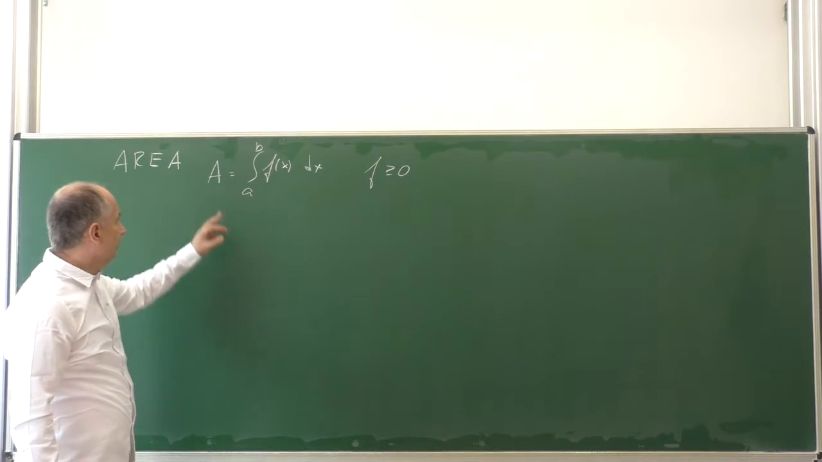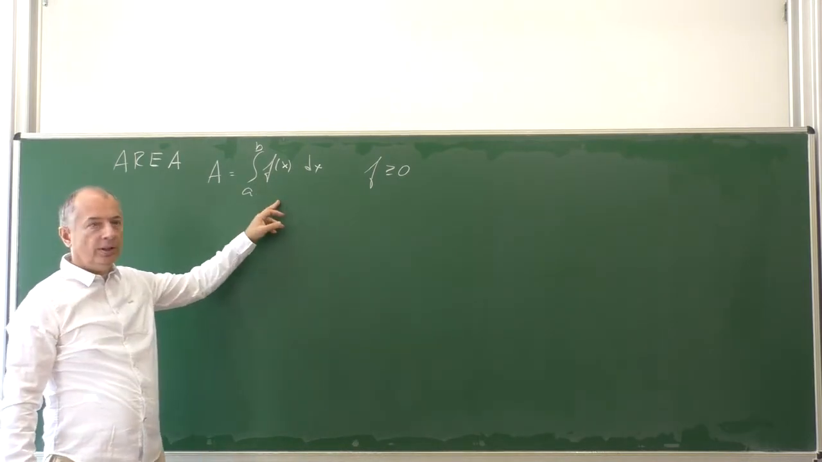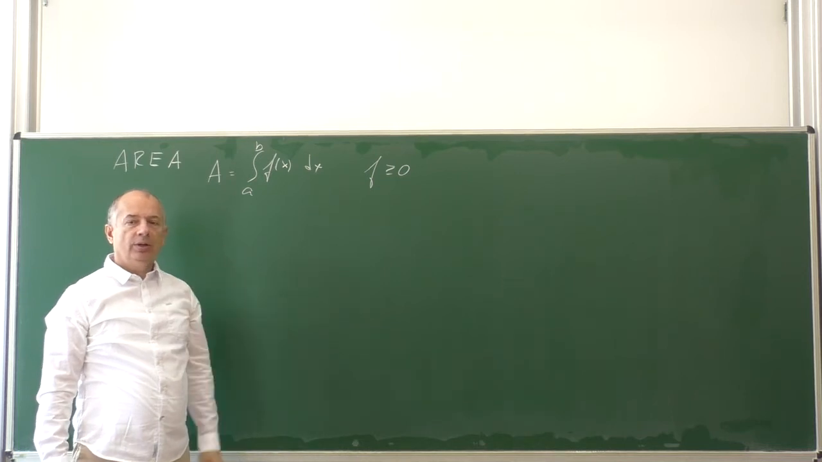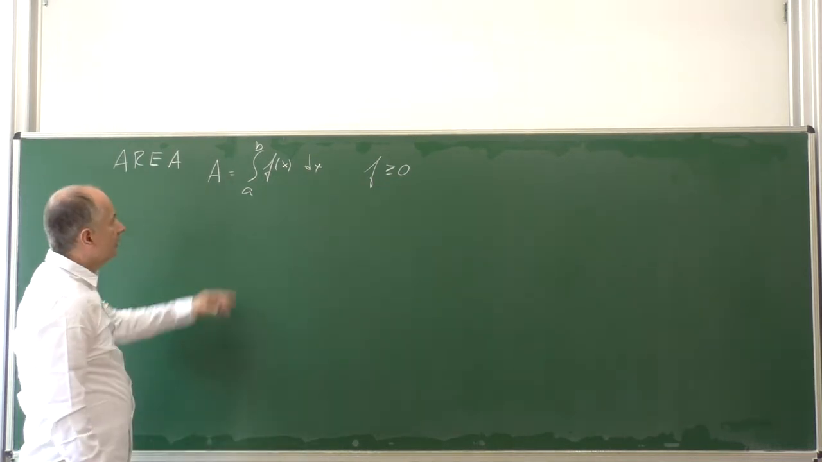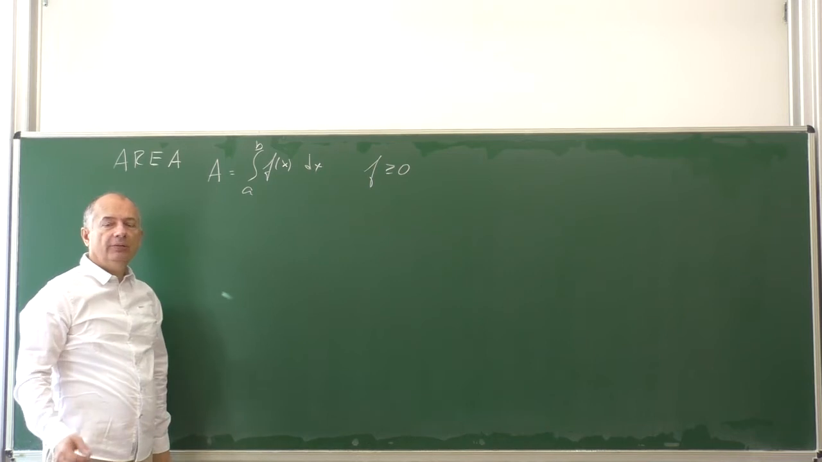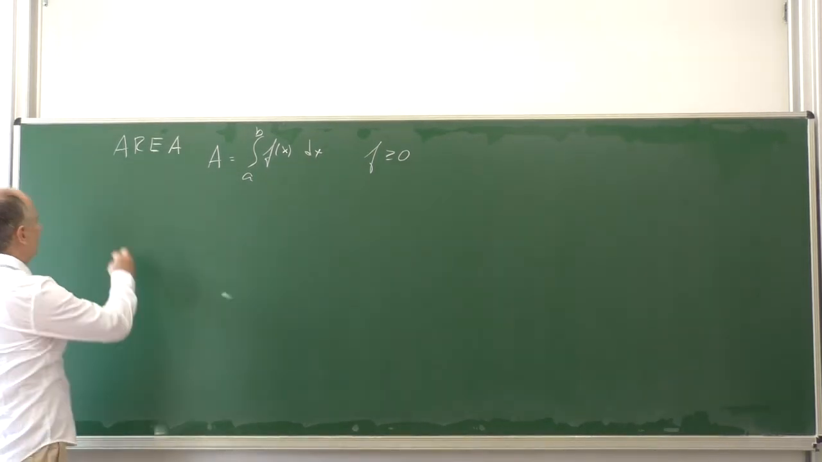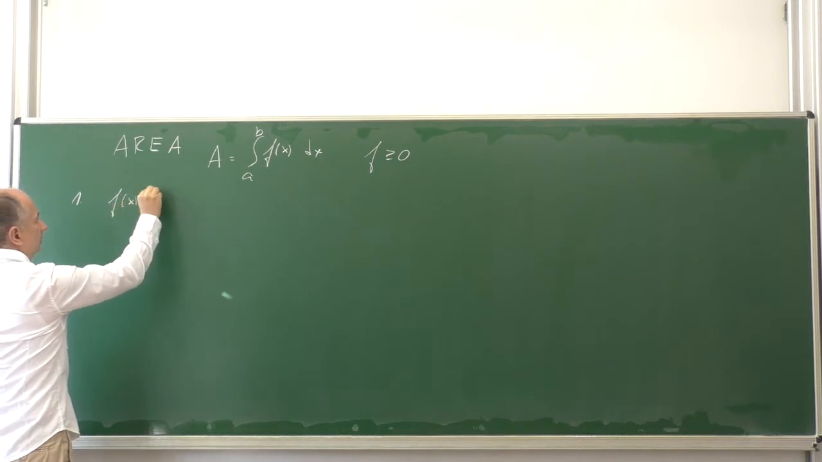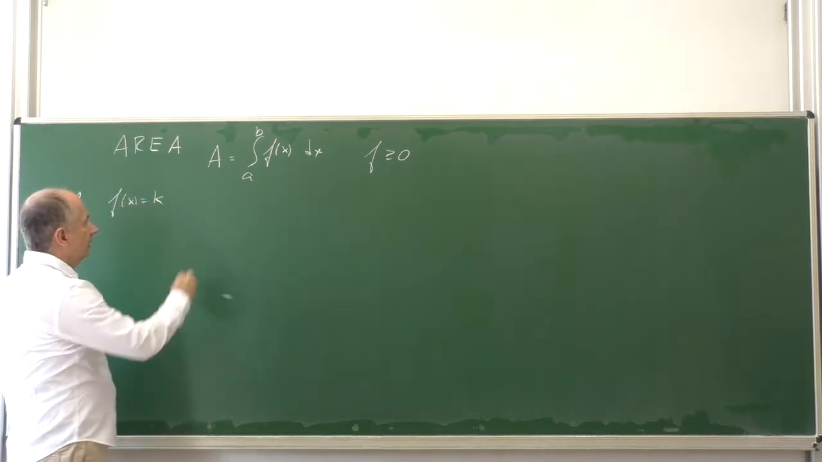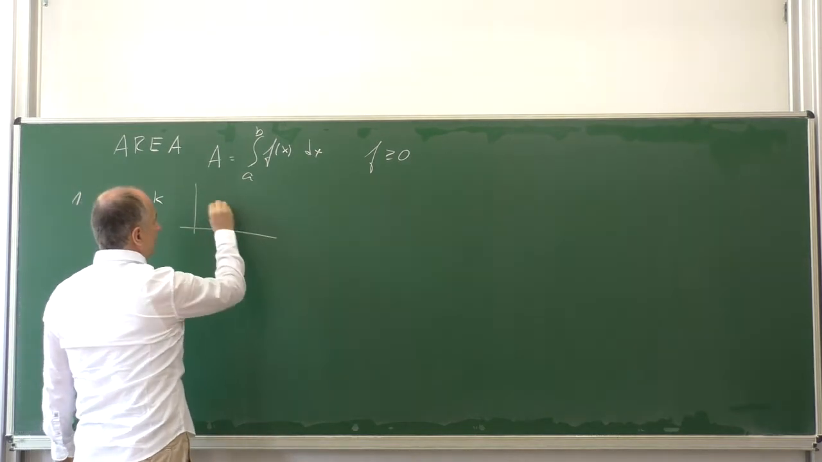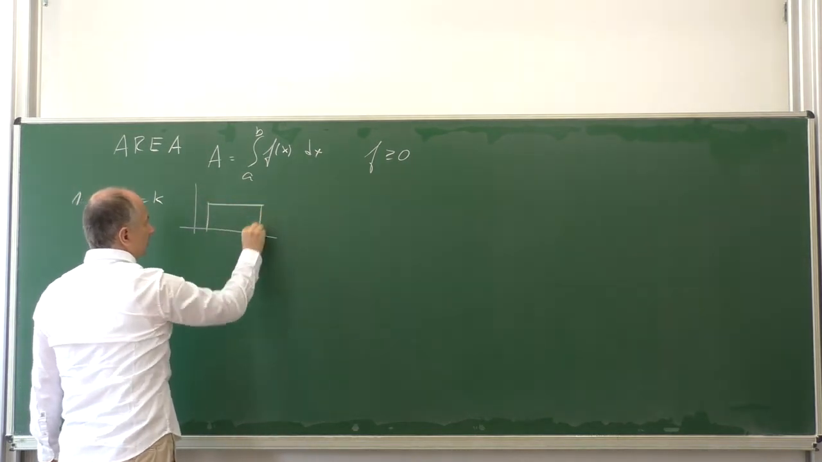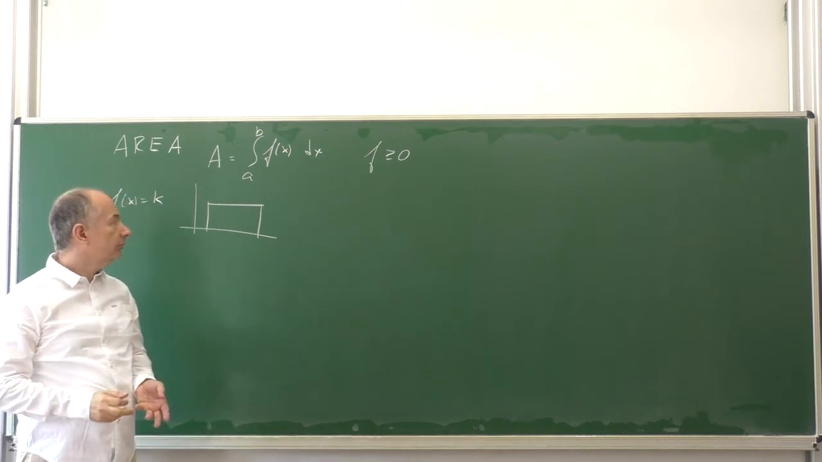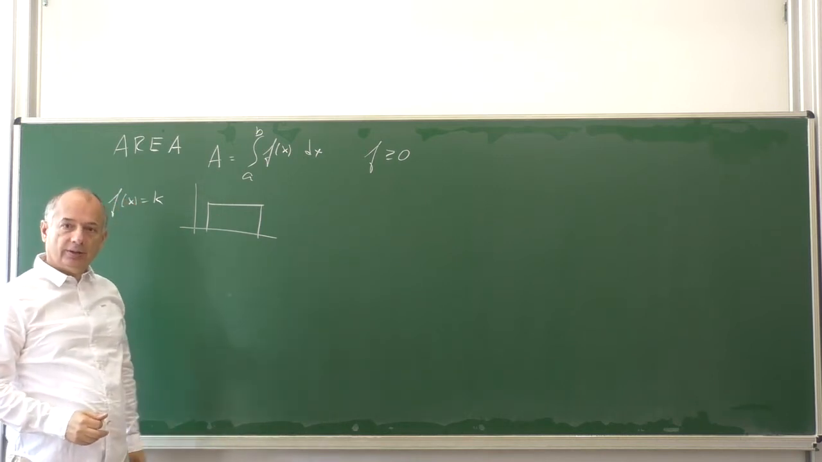We have seen that the definite integral of a non-negative function has the meaning of the area of the region bounded by the graph of the function. Let us illustrate this result by a few very simple cases. If the function is a constant, then the graph looks like that, and the region is just a rectangle, and it is easy to find the area of the rectangle.